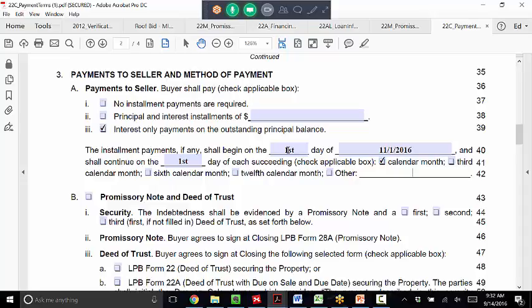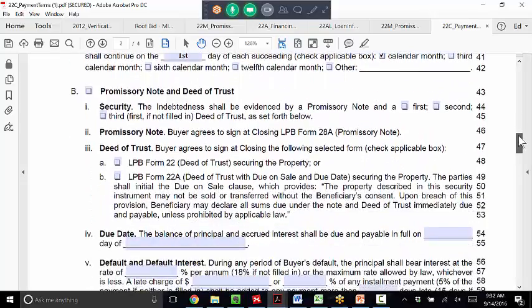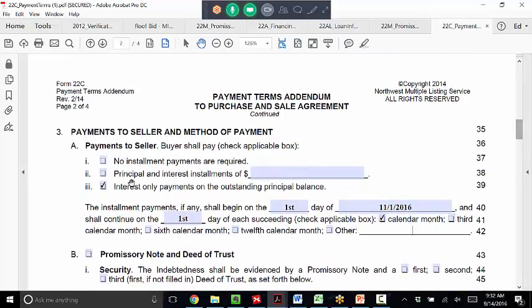Could you make it come due sooner than that? Absolutely. And we're going to get into the term, right? We've talked about the interest rate. We've talked about the payment schedule. We haven't talked about the length or term. So paragraph A, 3A, is the payments.